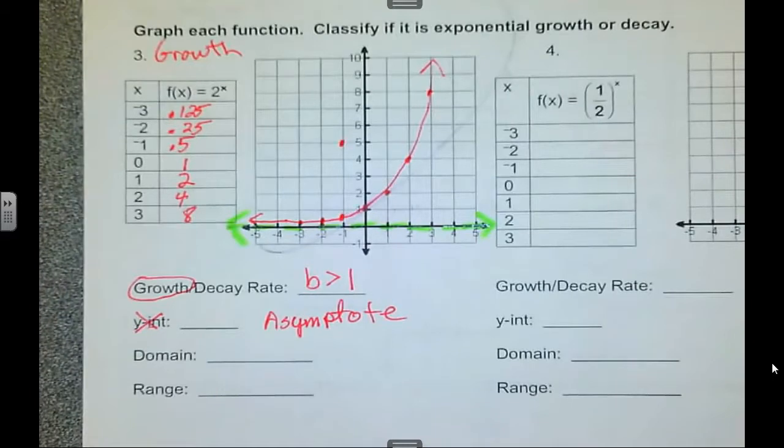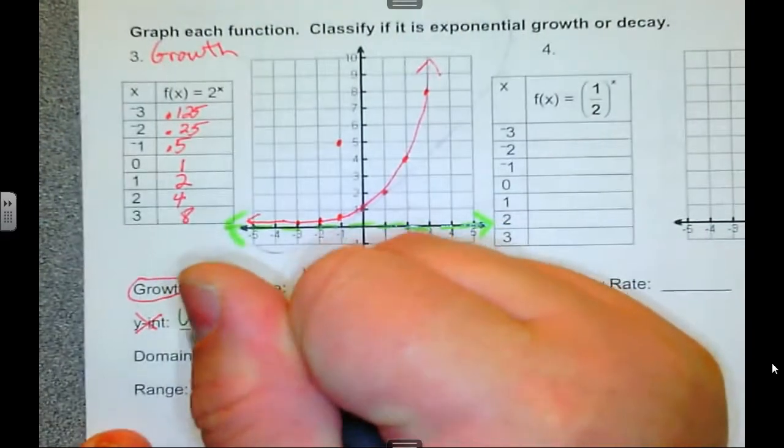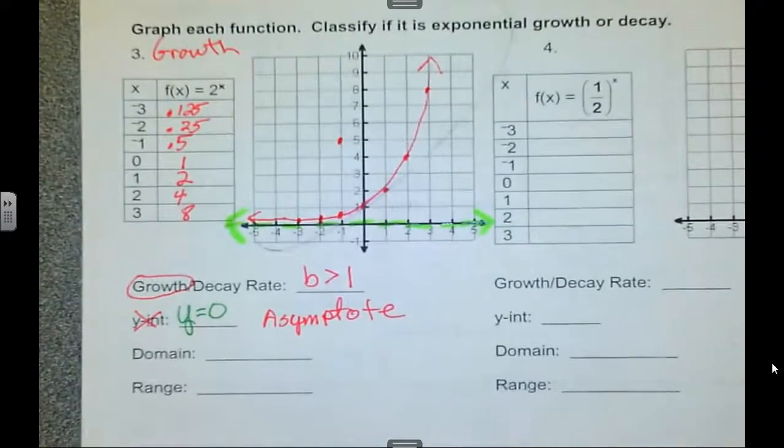What's the equation of the line of the x-axis? I know you guys can do this. Y equals 0. Okay, that's the x-axis. Yep, that's my asymptote.